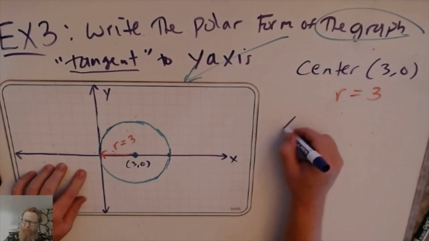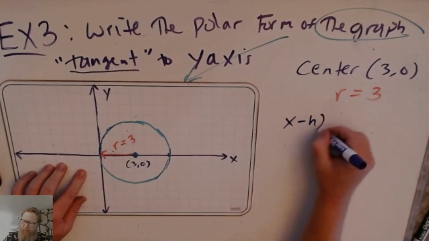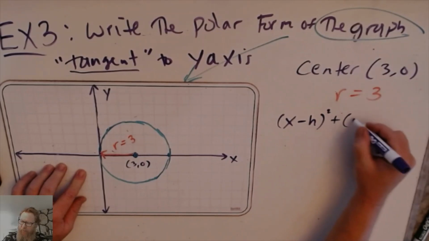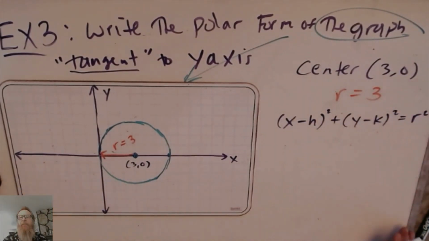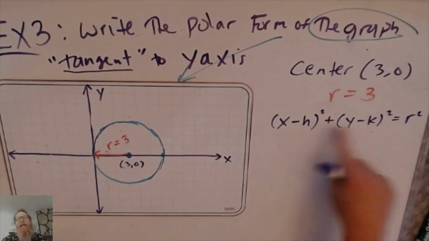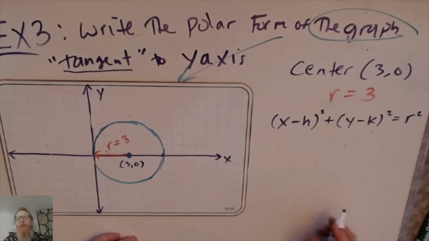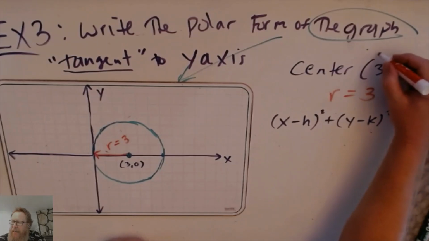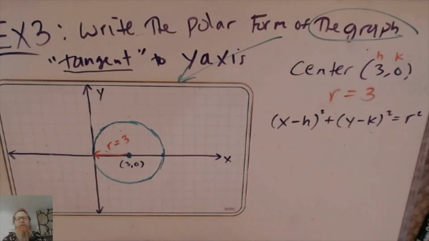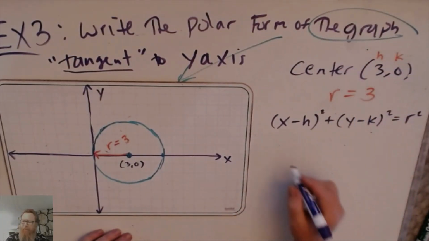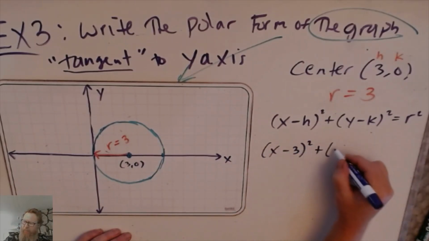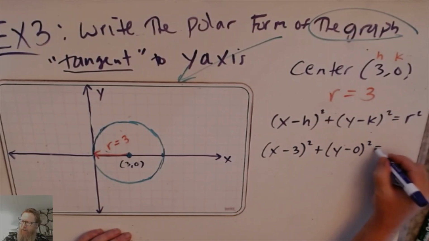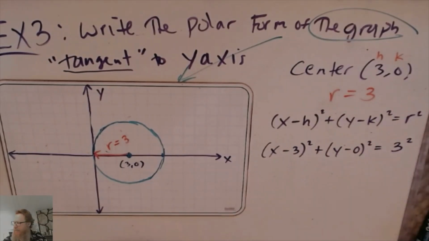Okay, so start off with your form, probably from intermediate algebra when you learn this equation. Your h is 3, your k is 0. So you have x minus 3 squared plus y minus 0 squared equals the radius r, which is 3 squared.